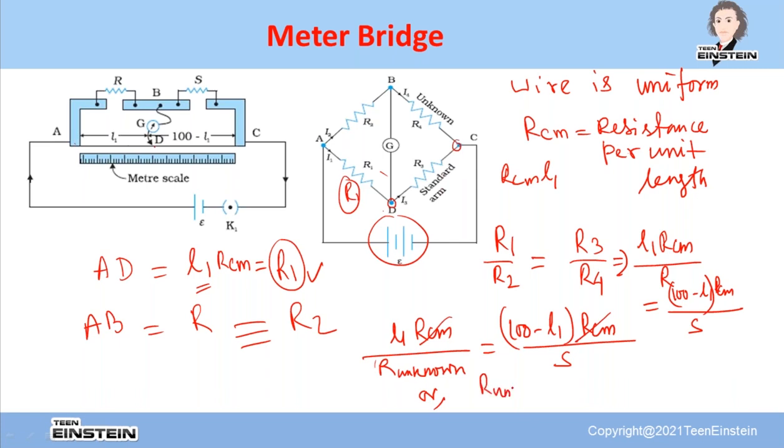So from this you can write that this will be L1 divided by 100 minus L1 into S. Okay, so this ratio you can find out from the null condition of the galvanometer, and where the jockey is actually connected, that is AD, so that will give you the length of the wire L1, and this is 100 minus L1. So you know this ratio, and in this case this is the standard resistance S.